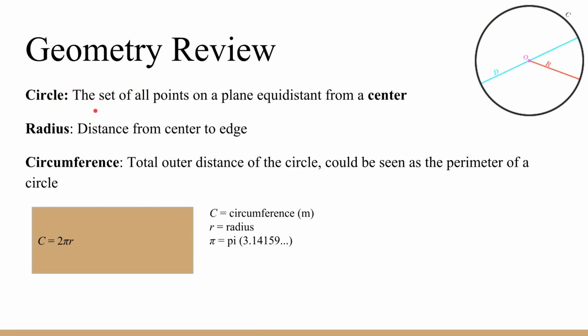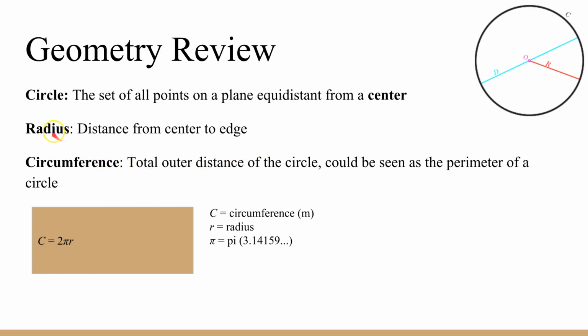A circle is defined as the set of all points on a plane equidistant from the center. Important we say plane. If we say a set of all points, well, that could be a sphere as well. So you have to restrict it to a plane equidistant from a center. So this is our center O. So this is our center point.